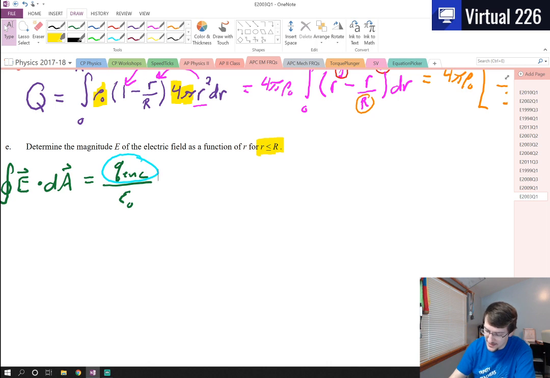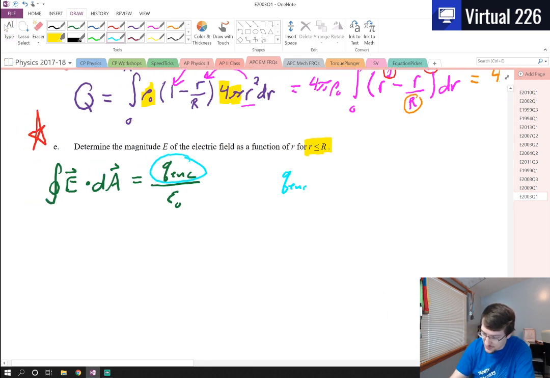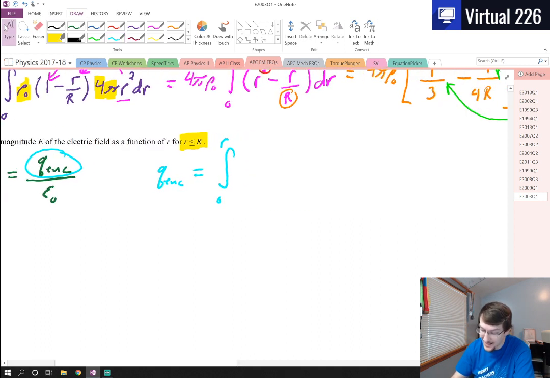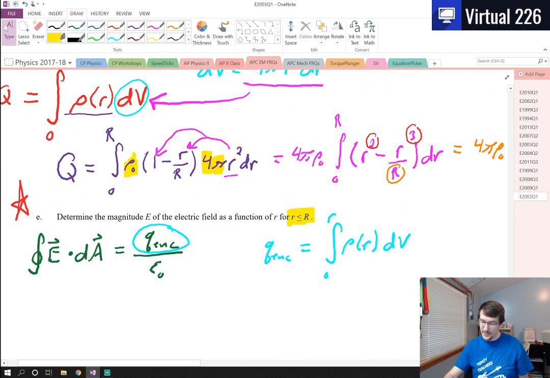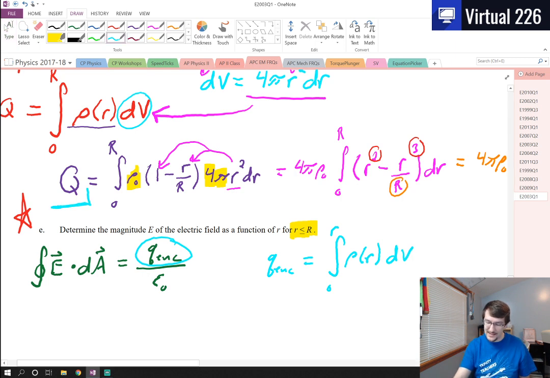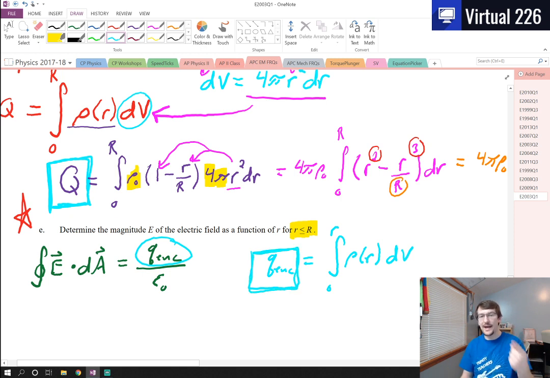So what we need to say here is that this charge enclosed is going to be equal to some integral from 0 to some position r of our charge density and the volume that we're enclosing within that integral. Okay, so we see that this is very similar to what we did above, except above we had this value q, and now we're solving for that value q. And we can do that now because now we have rho naught.